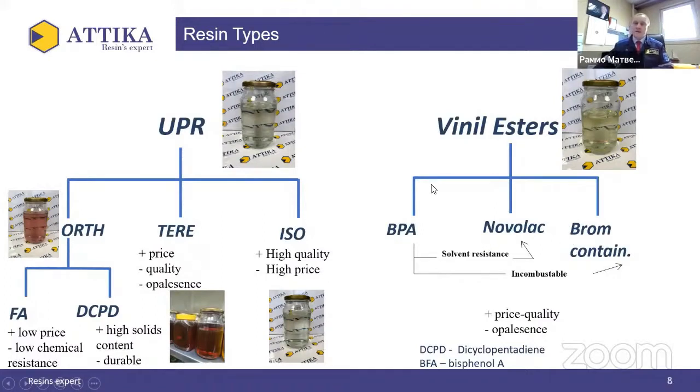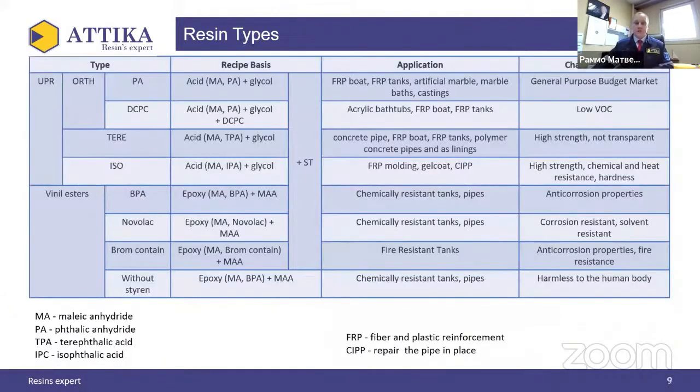So we could say that vinyl ester resins are closer not even to polyester resins, but closer to epoxy resins, because in their structures there is a much bigger share of epoxy resin qualities than polyester resins. So let's move further.